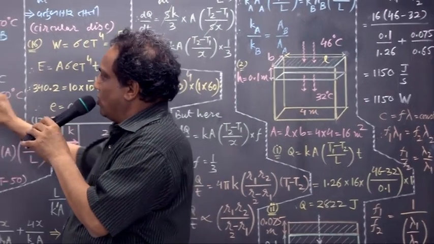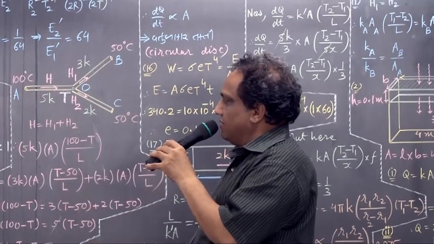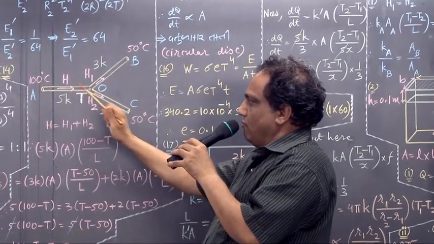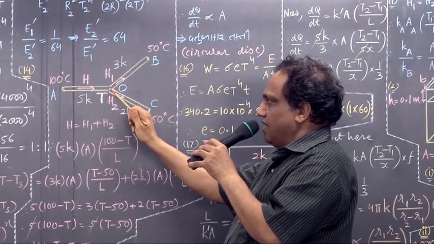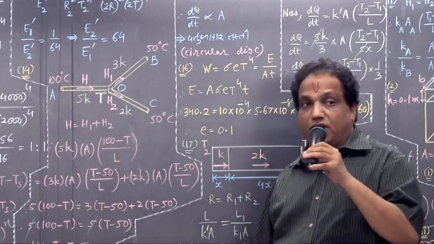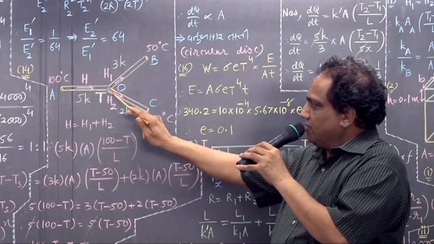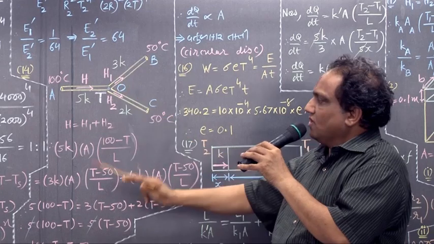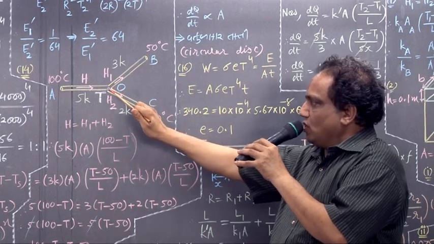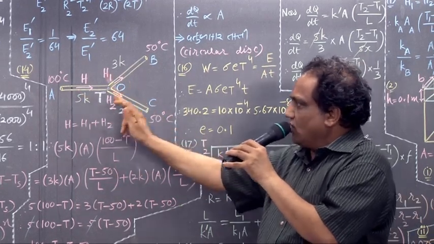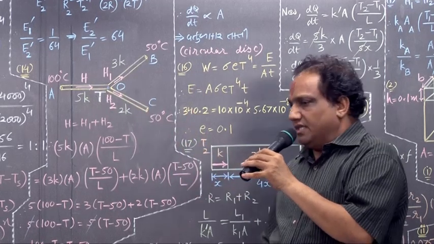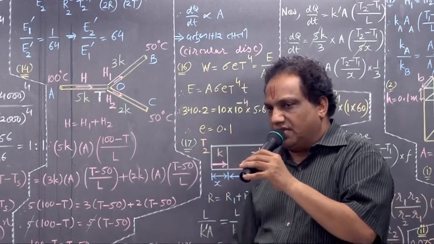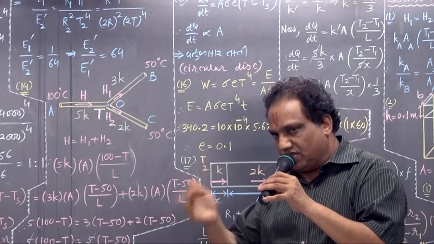We have 3 rods connected in this manner. A point where more than 2 conductors are meeting is called a junction. Let this junction be shown by the symbol point O. We are asked to find the temperature at point O. All the 3 rods have the same dimensions, that is same length, same cross-sectional area.